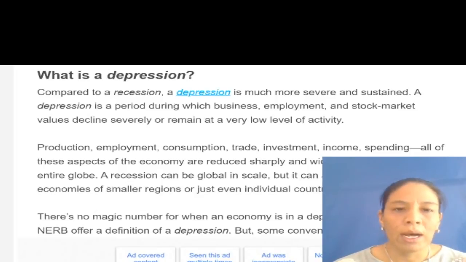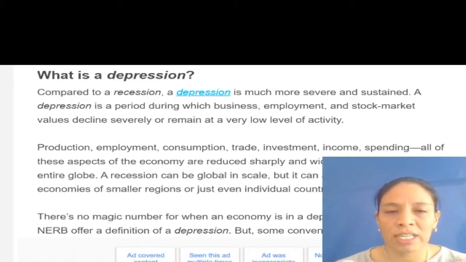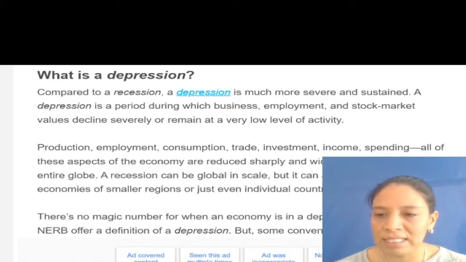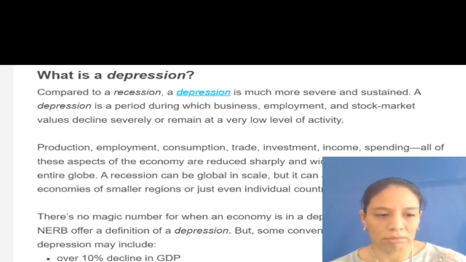Okay, so we can just say that a recession is a period of contraction that is maintained over 2 trimesters. A depression is a contraction that has endured for more than that. Okay, we're going to see how long. Usually, we're going to measure the GDP.